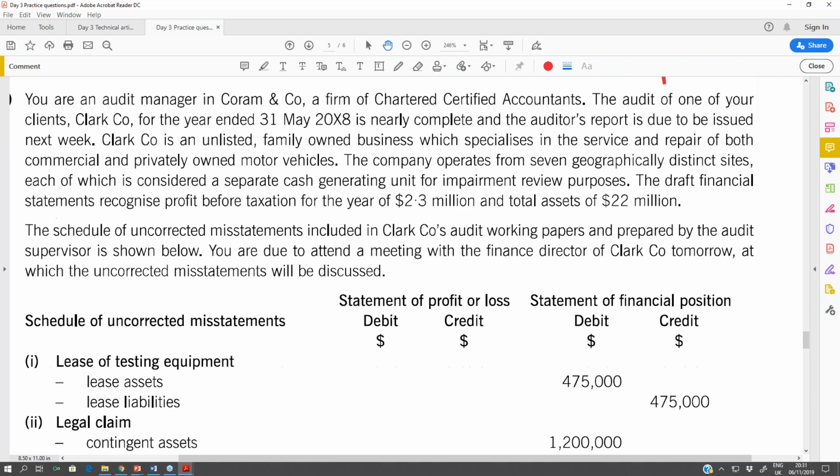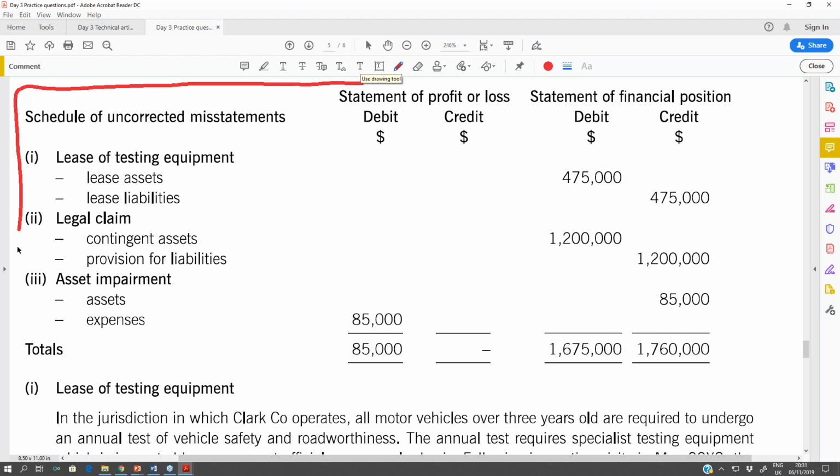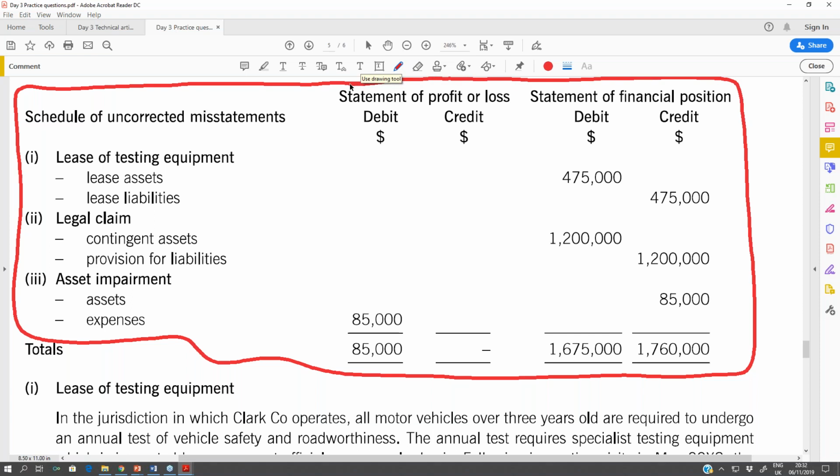Can you see a schedule of the misstatements given here? And you must have seen this schedule of misstatement many times in the past paper. There are a lot of questions which come with this schedule of misstatement when the examiner gives you a reporting question. There are some misstatements, and you need to discuss these misstatements with management. There are some misstatements relating to lease of testing equipment. There are some misstatements relating to legal claim, and there is a misstatement relating to asset impairment.